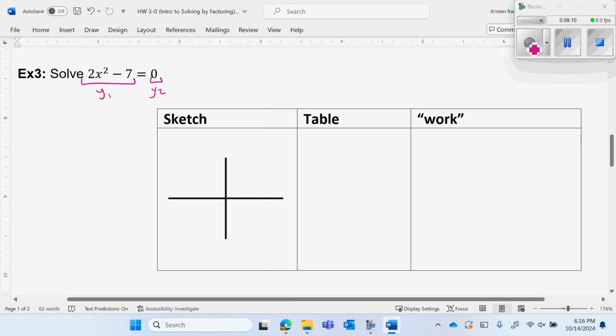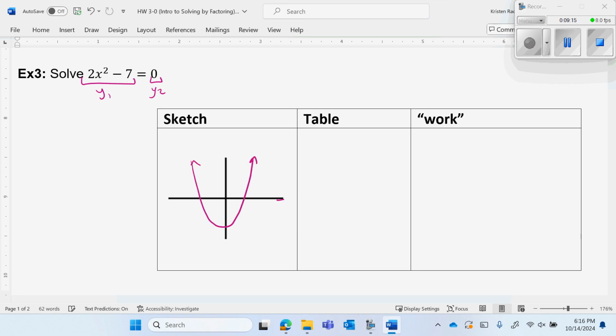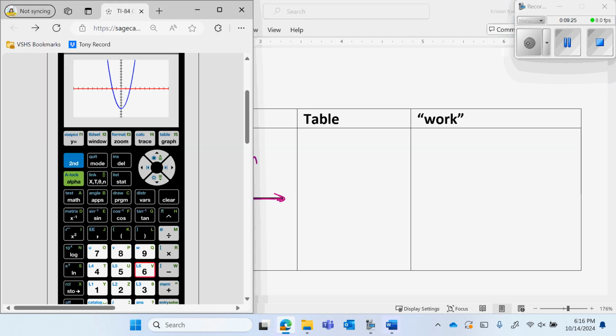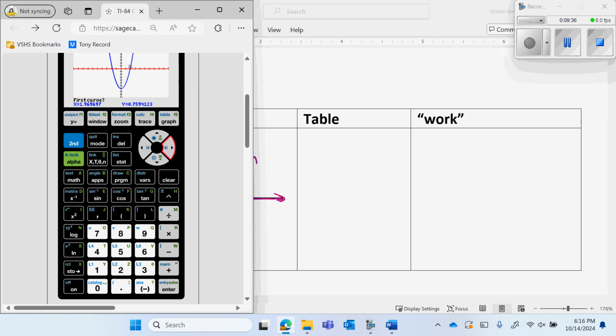So we have a parabola and a horizontal line. And we want to figure out what these 2 solutions are. So we're going to hit second trace, choice 5, find your solutions where your points of intersection are, hit enter 3 times. Ooh. Notice how my answer is not nice. This is x equals 1.87.